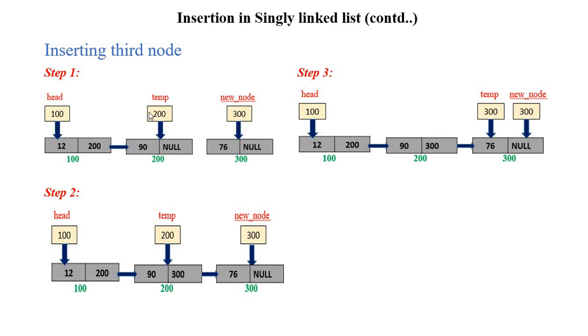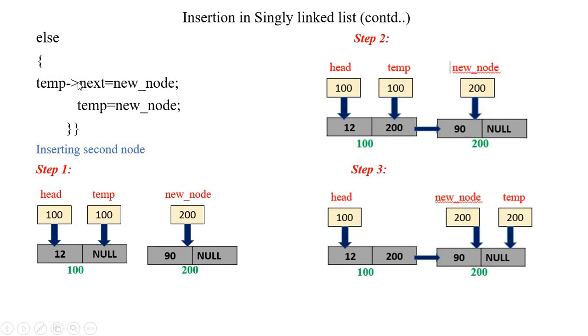Next step, what do I have to do? I have to make a link. Suppose, imagine that here instead of temp, I'm giving head. If I'm giving head, what happens? Head is at this position only. I told you there are 2 pointers while inserting 2 nodes. I can access this node by temp arrow next and also head arrow next.